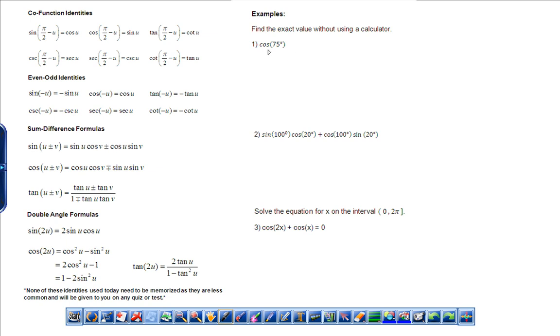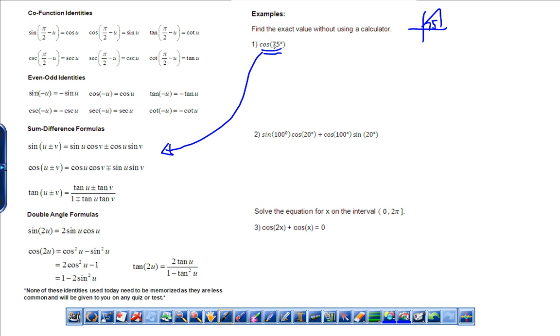So what I'm going to do over here is this cosine of 75. I'm going to use the sum and difference formulas. And I cannot draw a triangle. Like, I don't know if I draw 75, I cannot find the values for 75, and I can't find that exact value. So I'm going to replace cosine of 75 with one of these sum and difference formulas so that I can figure out the values of cosine of 75.